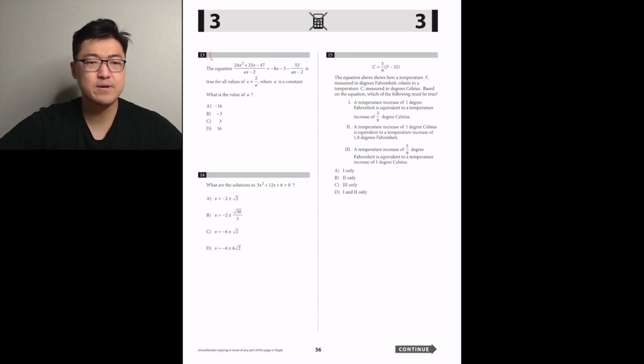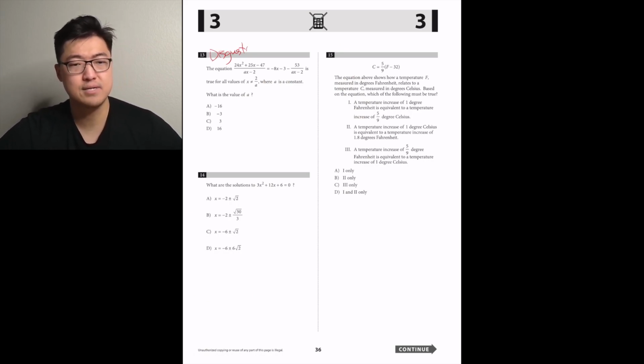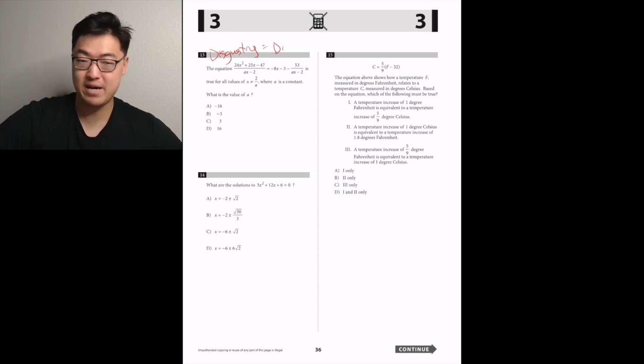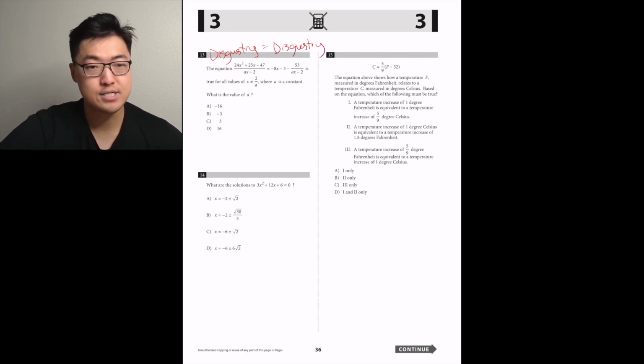13. The equation 24x squared plus 25x minus 4 is over... Oh, it's disgusting. It was disgusting. That means compare coefficients. It's true for all x, yeah.